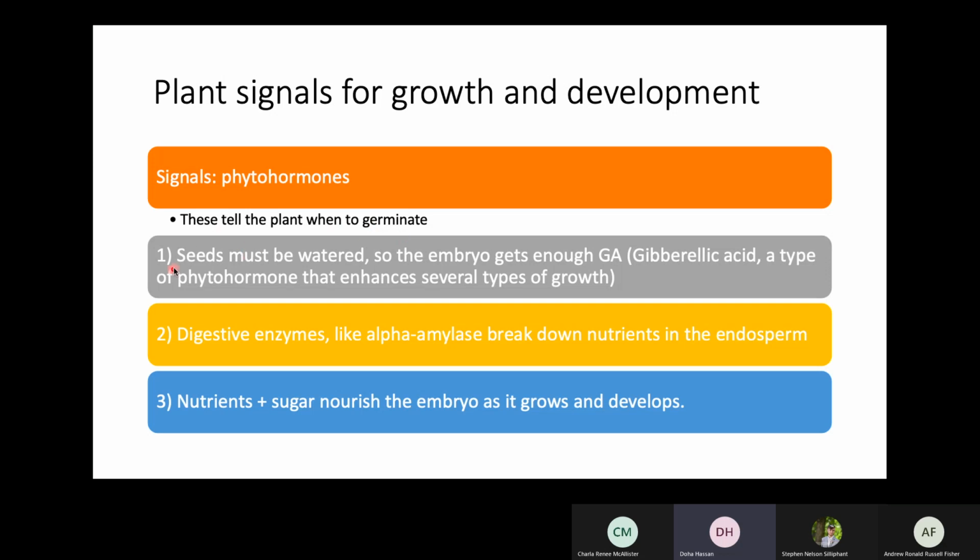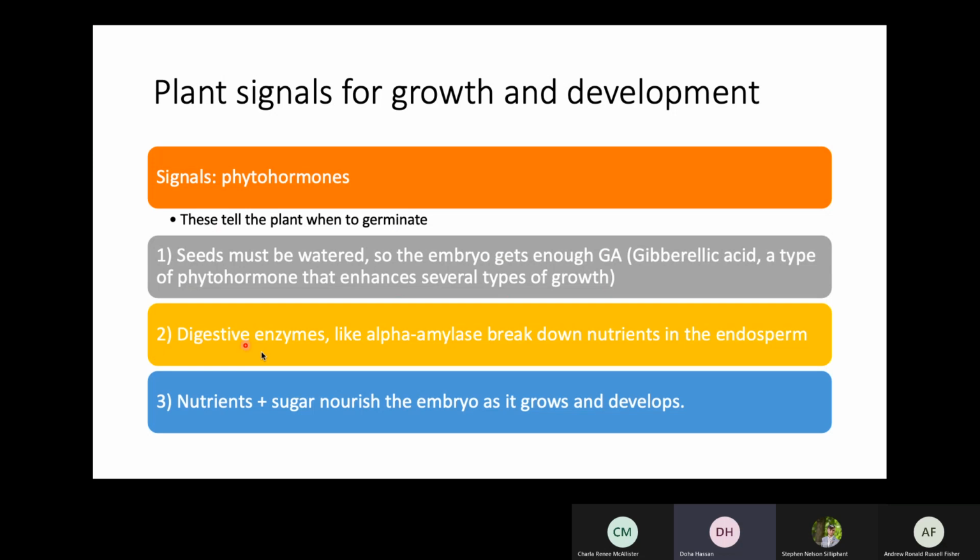So basically, there are three general steps involved in this process, but the first thing is that the seeds need to be watered, and the reason for this is that watering the seeds allows the embryo to get access to a sufficient amount of GA, which stands for gibberellic acid. And gibberellic acid is a type of phytohormone that enhances several types of growth. So in order for the seed or the embryo to get enough of this, the seed needs to be watered.